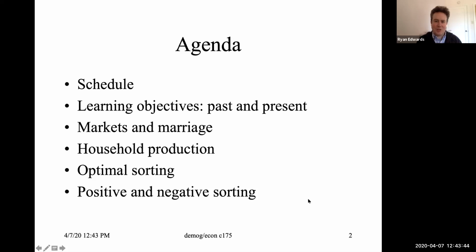I'll talk about learning objectives, and I think that's useful right now, especially with some of the rather difficult material. If you did the reading by Gary Becker for, I think, the 1973 article, if you did it, my hat is off to you. I'm very impressed. It's a very difficult reading. And we'll talk about the learning objectives that you're on the hook for with that most difficult reading by a Nobel laureate. I struggled with it myself. We'll talk about markets and marriage, household production, sorting, and positive and negative sorting.